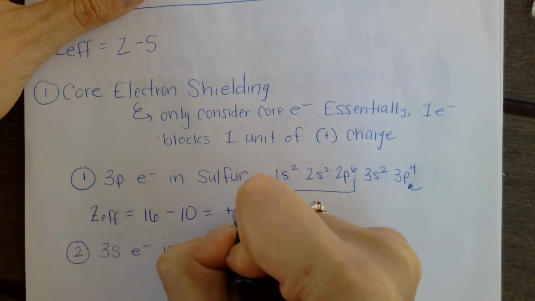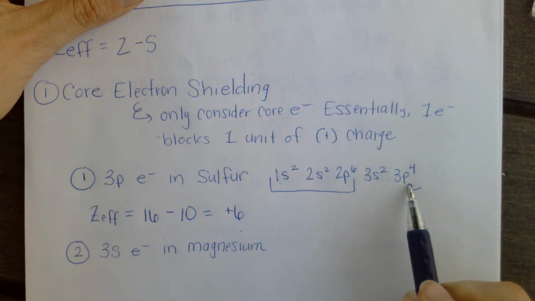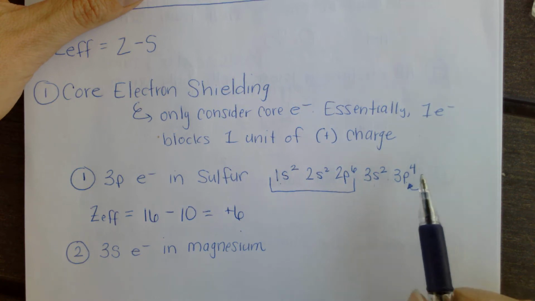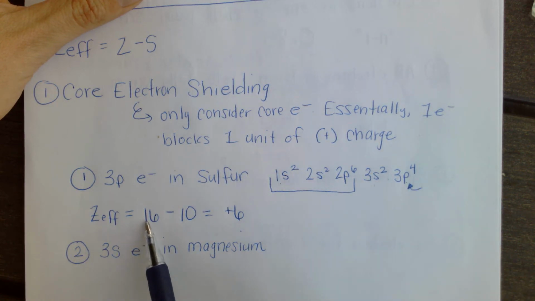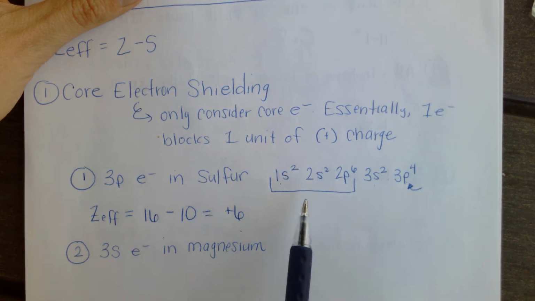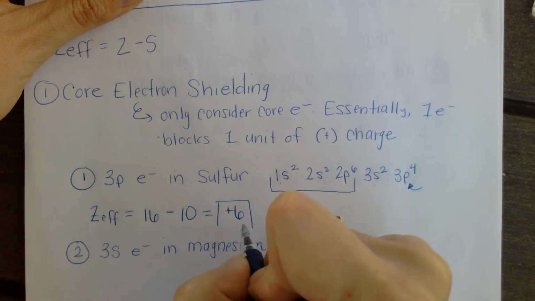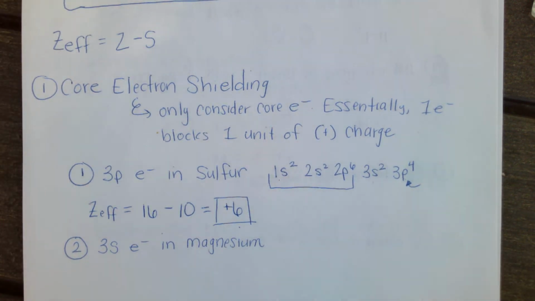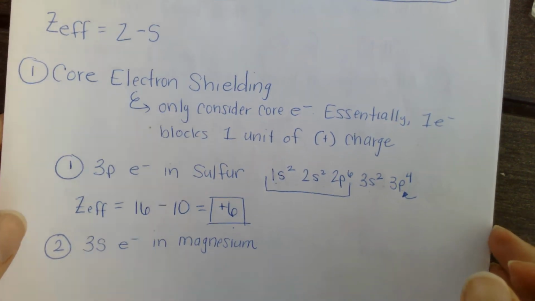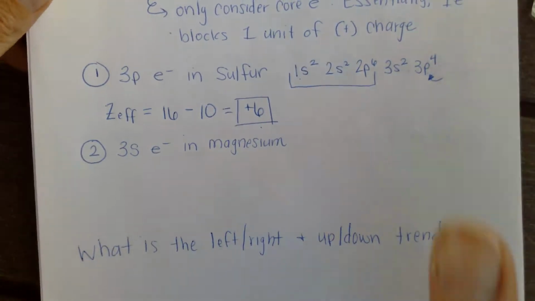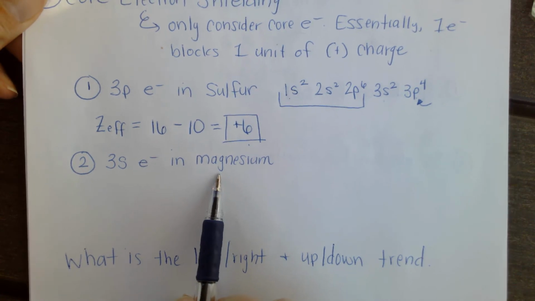So that electron here in this 3p subshell is not feeling a plus 16. It's feeling a plus 6. So 10 units of positive charge were essentially shielded by these 10 electrons to give us a plus 6 effective nuclear charge. Okay, so we're going to look at 3s in magnesium.